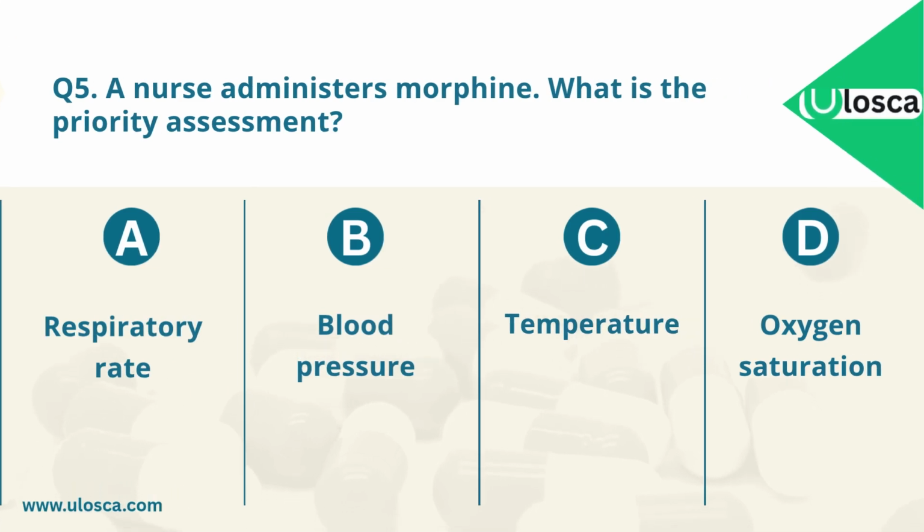Question 5. A nurse administers morphine. What is the priority assessment? A. Respiratory rate. B. Blood pressure. C. Temperature. D. Oxygen saturation. Which one is the correct answer?